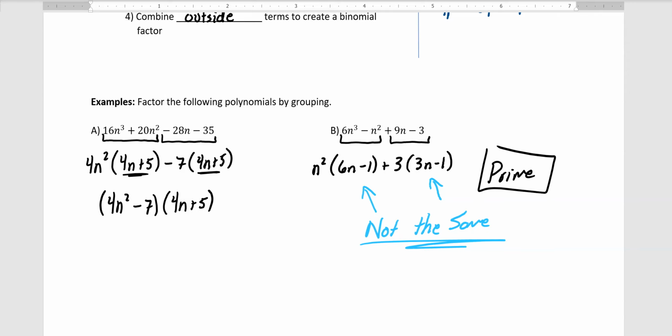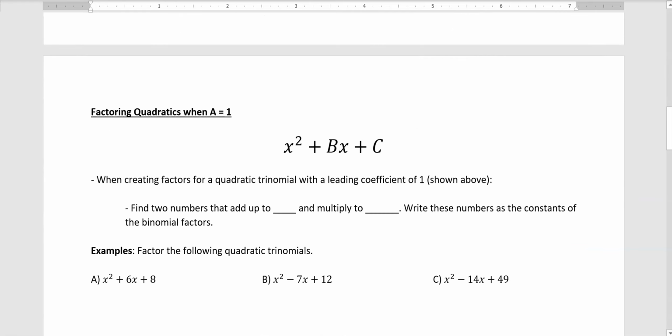All right? If something is prime, obviously it's not factorable. It's only factorable by 1 and itself. Think about our prime numbers. 7, just 1 and 7 are the factors. All right, so now that we've gone through that, let's look at factoring quadratics.